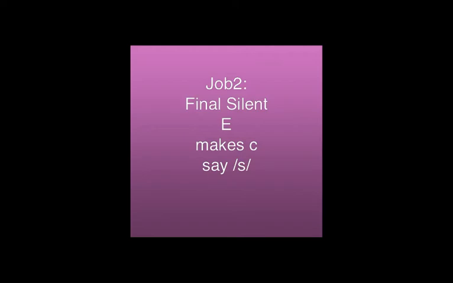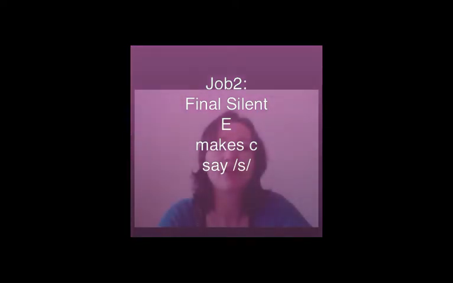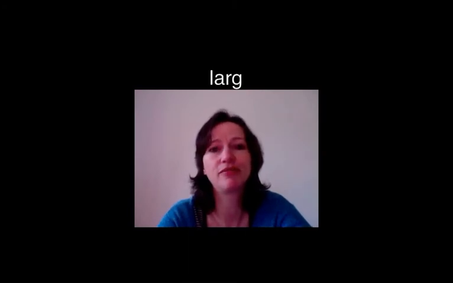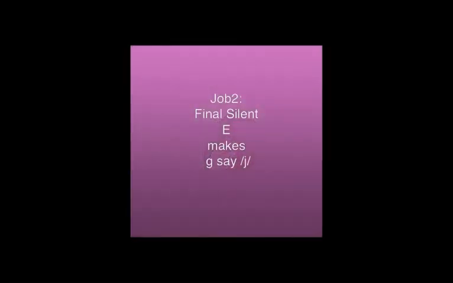Don't put a full stop there because we've got the next bit. Next to dance, write the word large. What would this word say if we took away the final silent E? Right, larg. But the word we want is large. So adding final silent E does what? It's making the G say J, and that's the second part of the second job of final silent E, so let's write it down. Final silent E makes G say J.